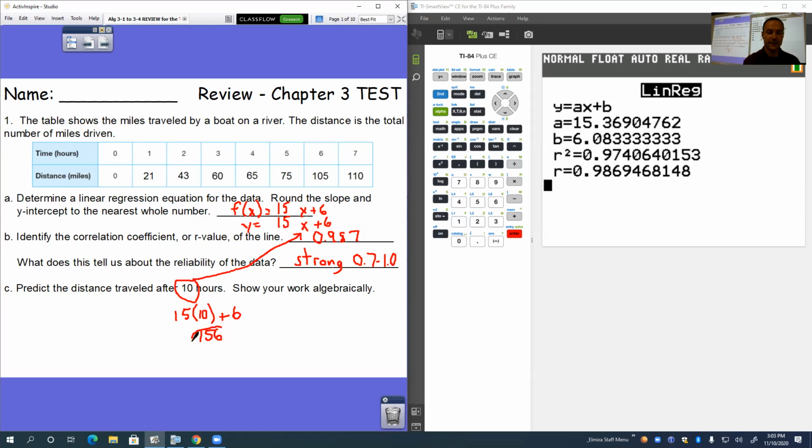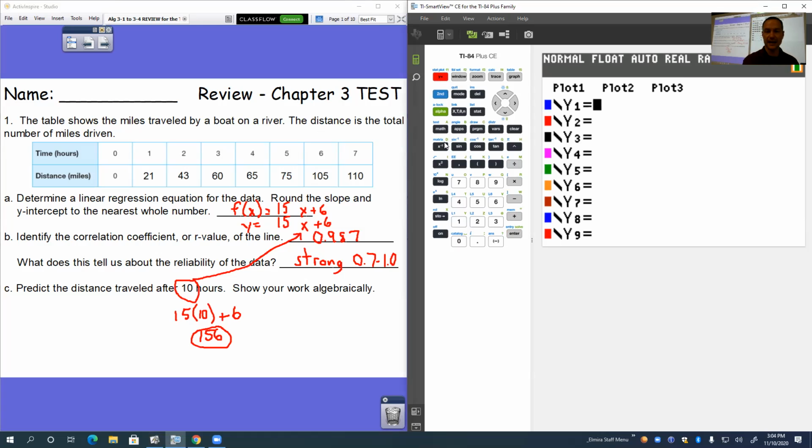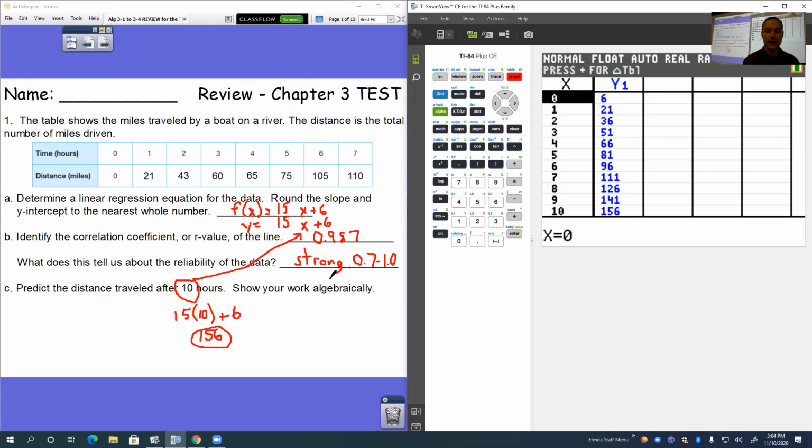We can also figure this answer. Now, it does say show your work algebraically, so that's what we did. But you could double check your answer by going to y equals, typing in your linear regression equation. So 15x plus 6. And then do second and table. We would have to tab down to, we see it right there, 10 hours. 10 hours is 156, which is exactly what we got.